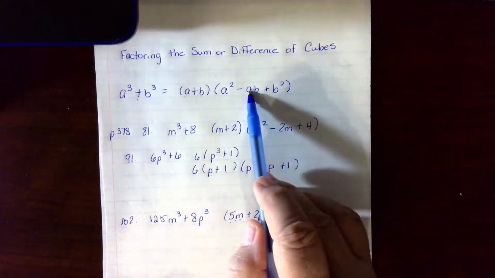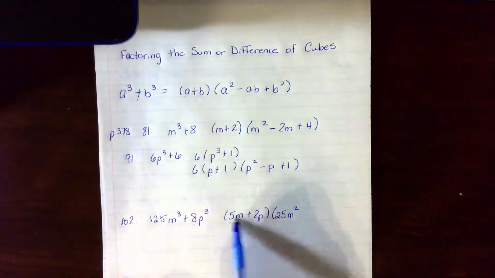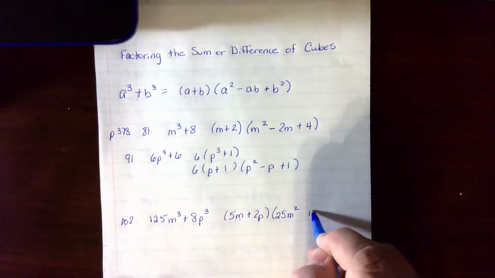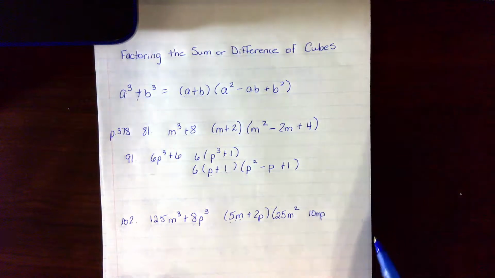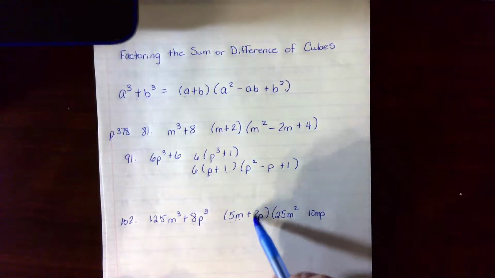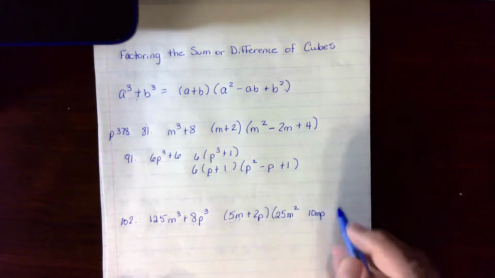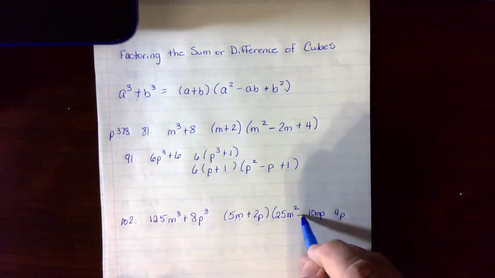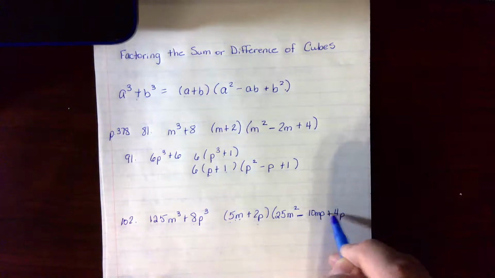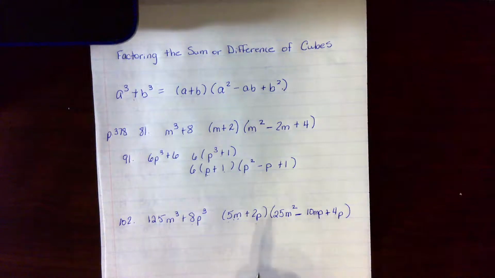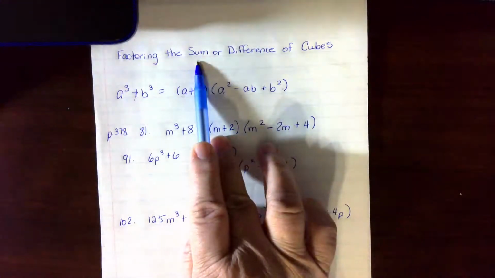The middle term is the product of the two. These two multiplied together. So that will be 10mp. And the last term is the square of this one. So 2p times 2p is 4p squared. This is a minus. This is a plus. So that's factoring the sum of cubes.